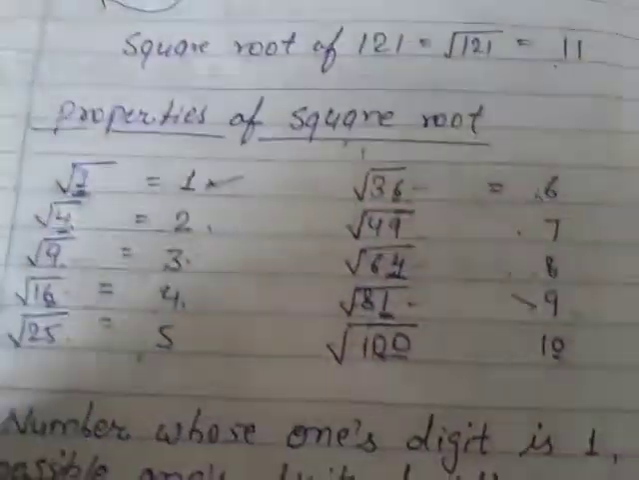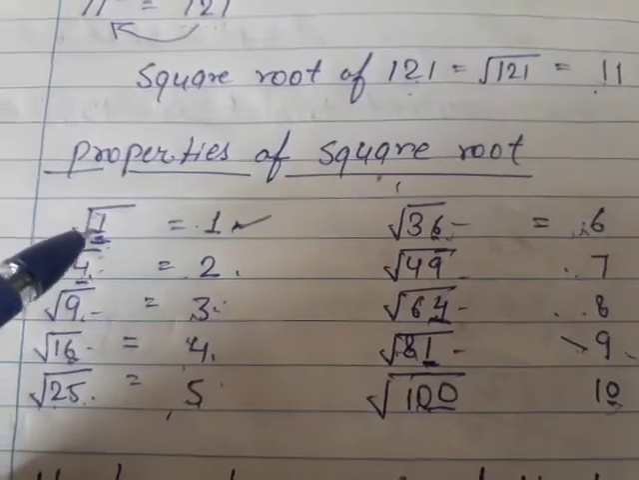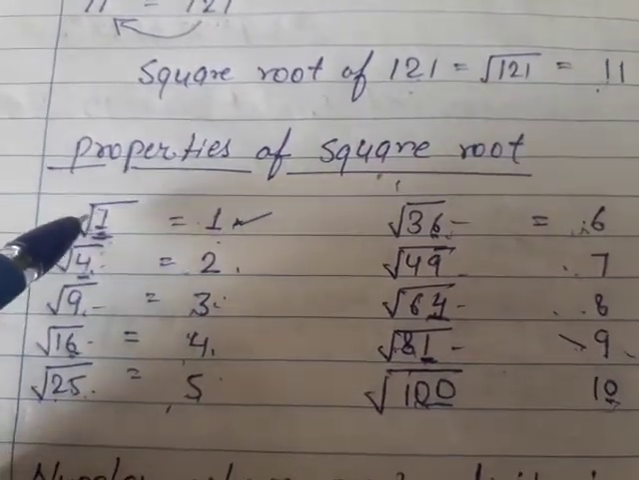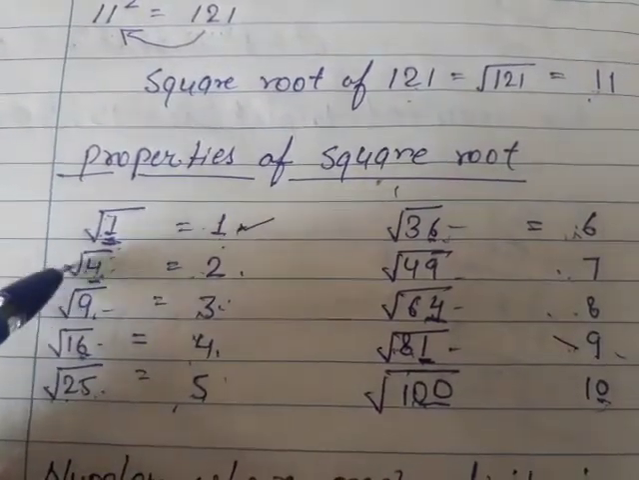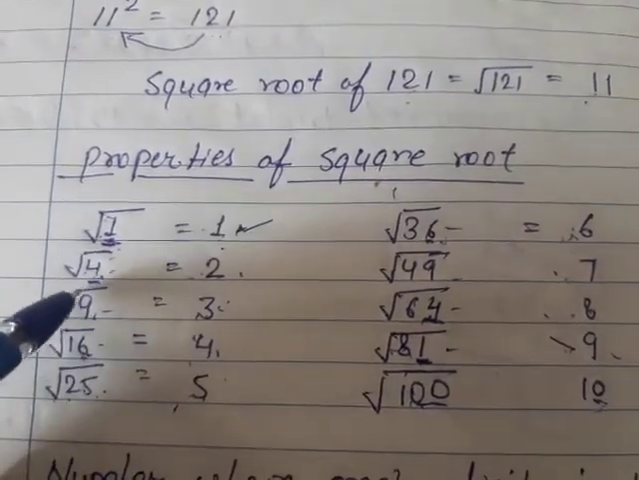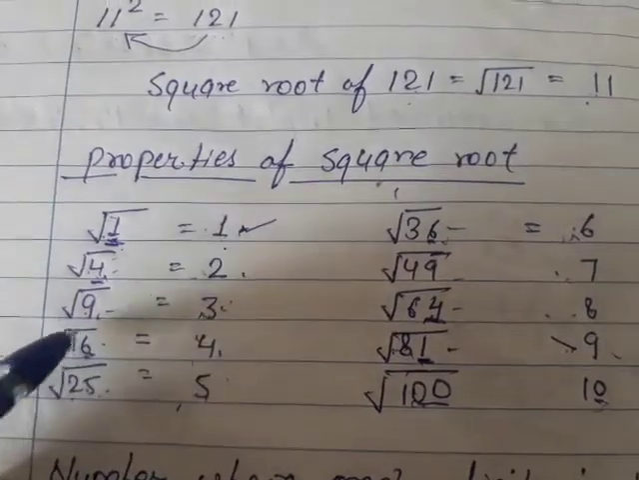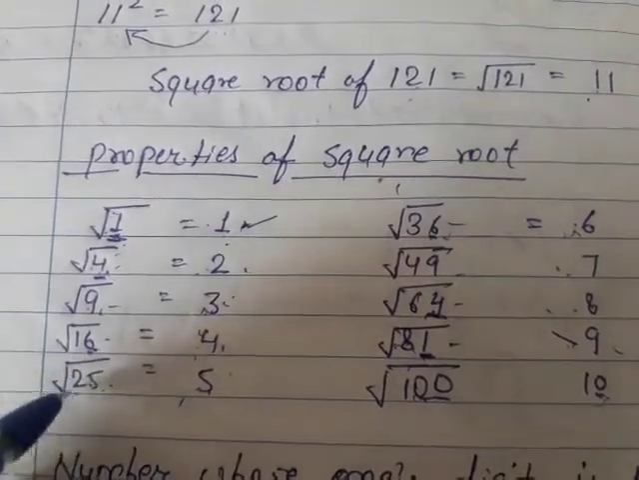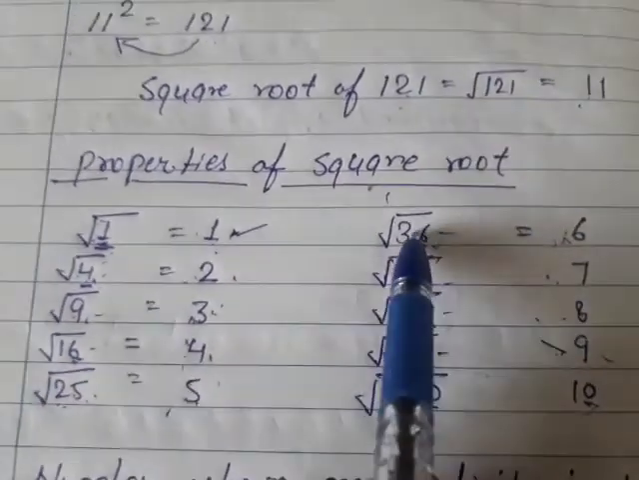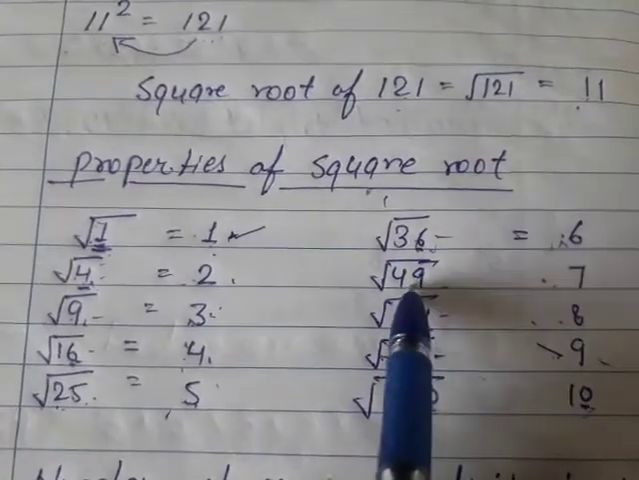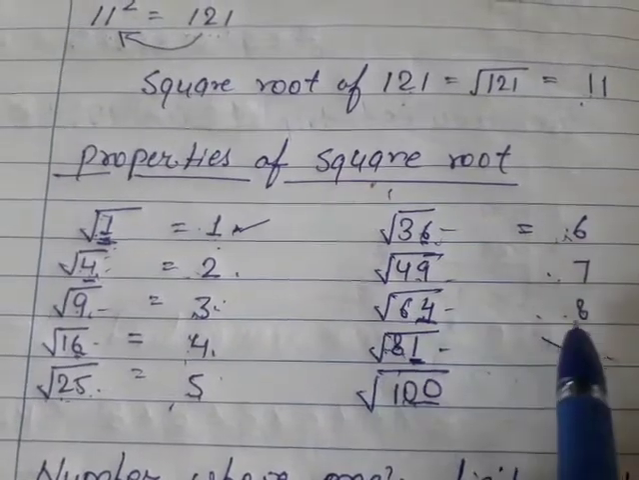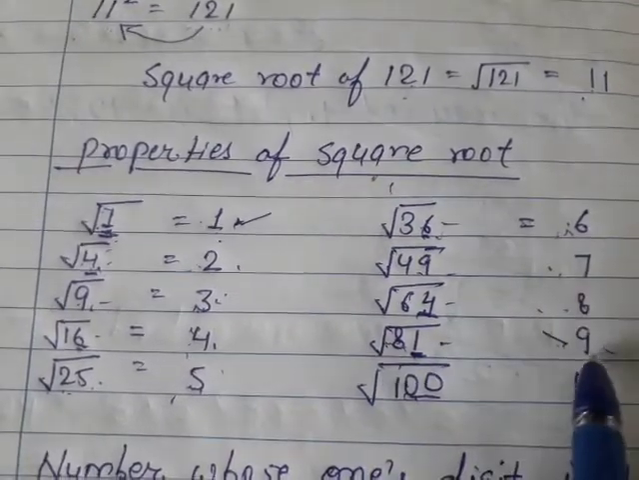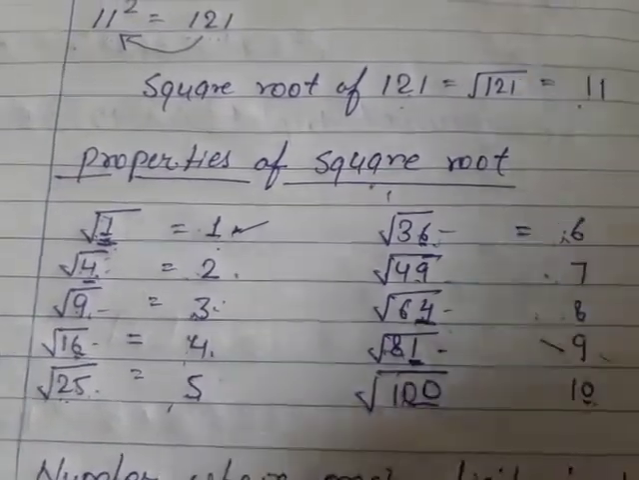Properties of square roots. 1 squared is 1, so the square root of 1 is 1. 2 squared is 4, so the square root of 4 is 2. Similarly, the square root of 9 is 3, of 16 is 4, of 25 is 5, of 36 is 6, of 49 is 7, of 64 is 8, of 81 is 9, and the square root of 100 is 10.